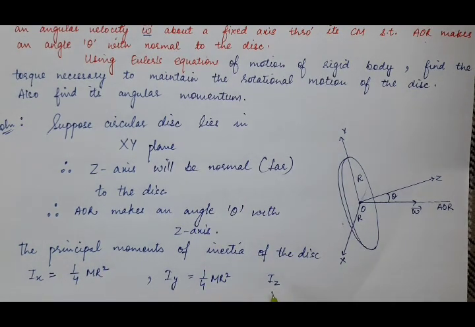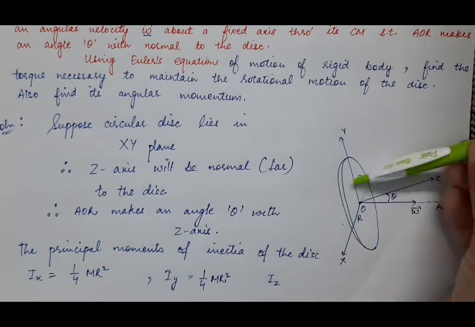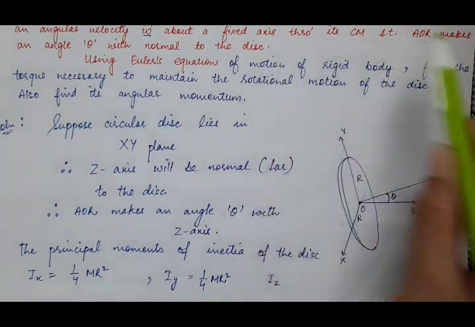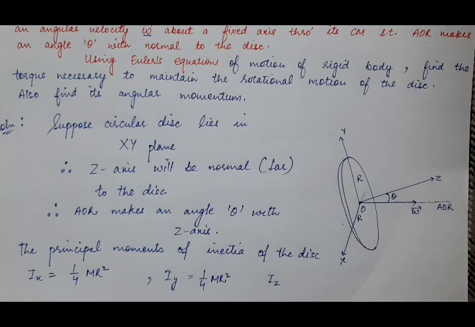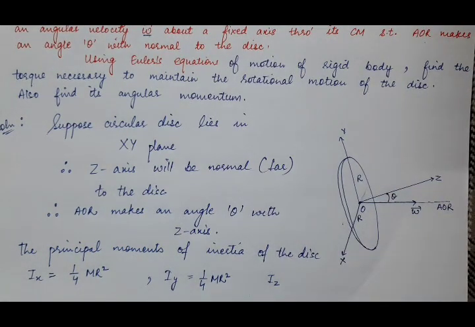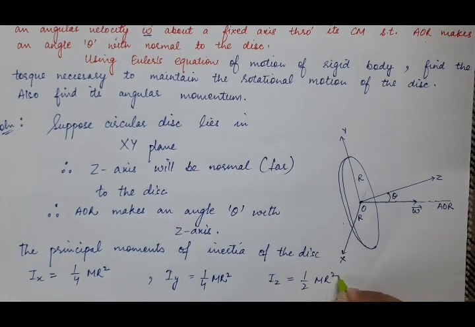But what about the z-axis? The z-axis is perpendicular. Actually it is shown in this direction, but it is in this way. If this paper is a disc, then the direction of the z-axis is this. So the z-axis is the axis perpendicular to the diameters of the circular disc. So by using the theorem of perpendicular axis, Iz will be 1/2 mr square. This you have to remember, these three values.